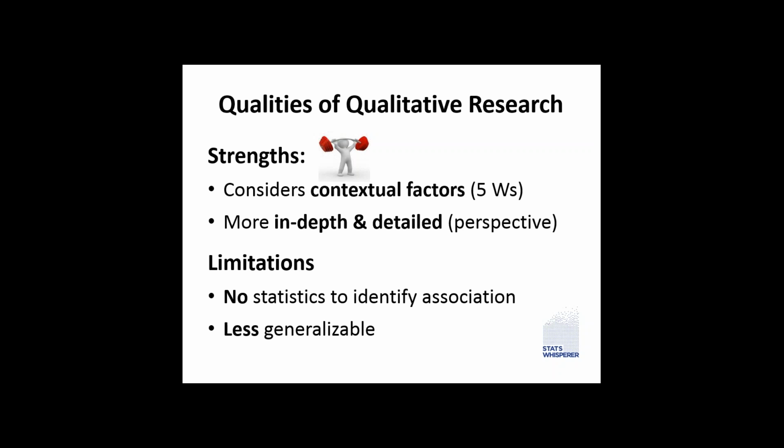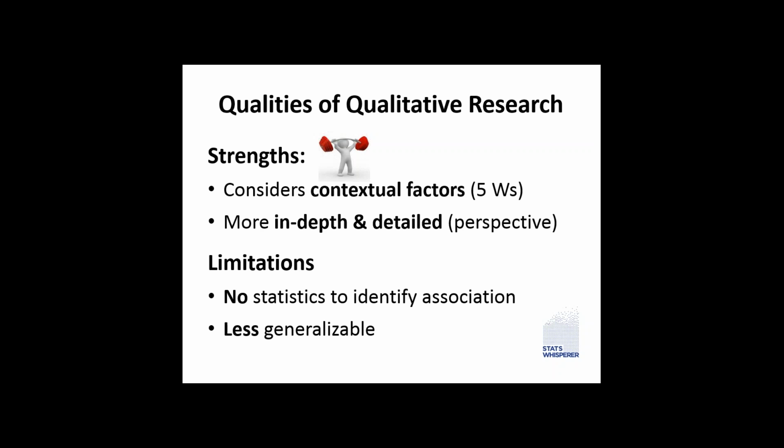Limitations, right? There's no statistics to identify association, right? So the study may say there seems to be an association between X and Y, right? And that might be as far as it goes, right? So there seems to be, but we can't really say definitively if that relationship exists. Also, we can't say how strong that relation is, right? So it's not as defined, right?